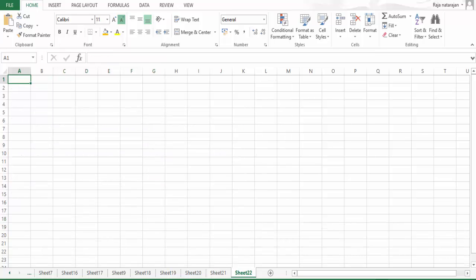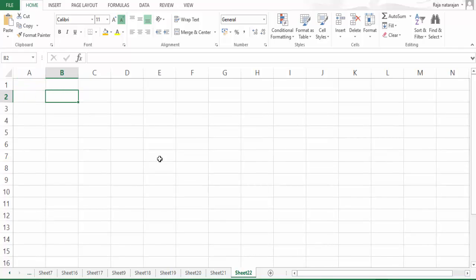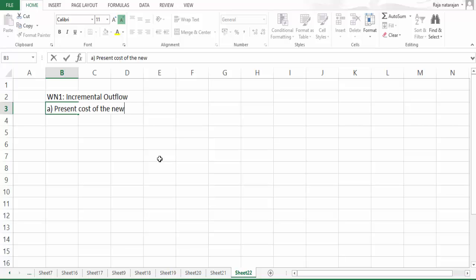So we'll have a working note 1 where we'll find out what is the incremental outflow. Working note 1, incremental outflow. So what is the present cost of the new system? Let us capture that present cost of the new system, and that is 50,000.